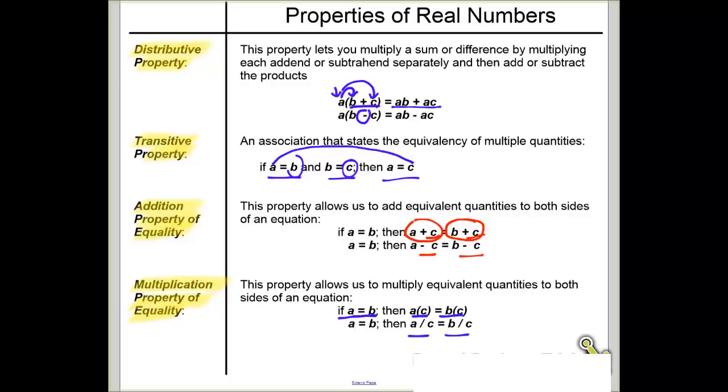And there is one for the division property of equality. Like I said, we'll use these quite often when we are solving equations. So when we divide by something, we usually refer to it as the division property of equality, even though it's technically multiplying by the reciprocal.